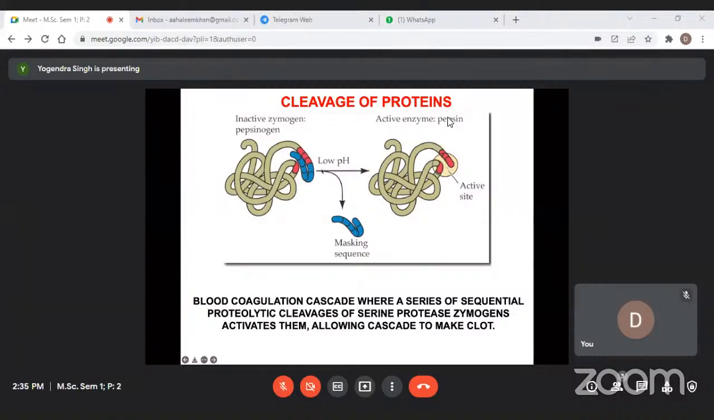As a result, this blue part of the protein goes away, the active site gets open, and the pepsin becomes active. Similarly, the trypsin and chymotrypsins are also activated, which help in digestion of the protein. In the blood coagulation cascade, all these things you see are small cleavages, and those cleavages are going to make the protein active.